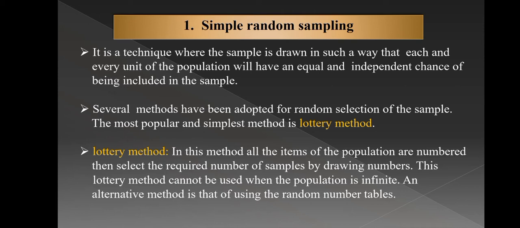So here in simple random sampling, we have a population, and from the population we have to draw a few samples. What is the method of sampling here? We have to draw the sample by using the simple random sampling procedure. There are several methods to select the sample, but the simplest method here is the lottery method. So let us see what this lottery method is.